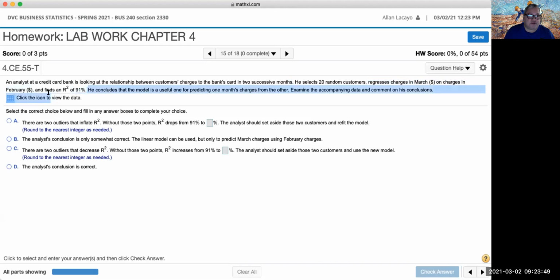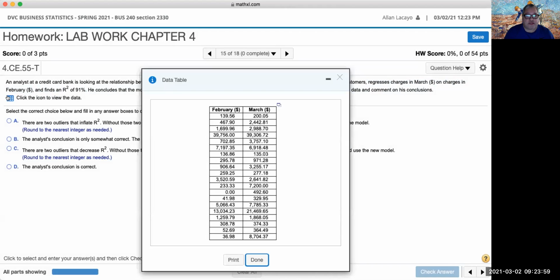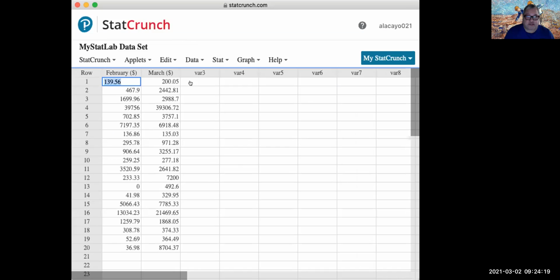And what the researcher found when he or she ran this regression is an R-square of 91%. So I'm going to open the data. You can see that there's a data table for the 20 total charges in February and in March. And I'm going to open that particular transaction in StatCrunch, which leads me to now have to go and share the regression screen. So here you have 20 transactions in February and 20 in March.